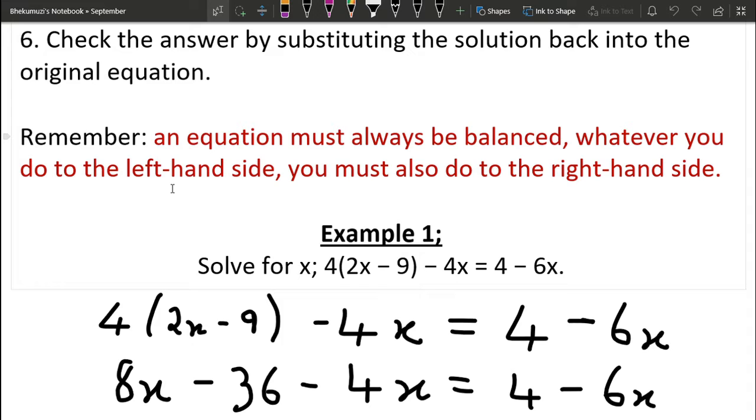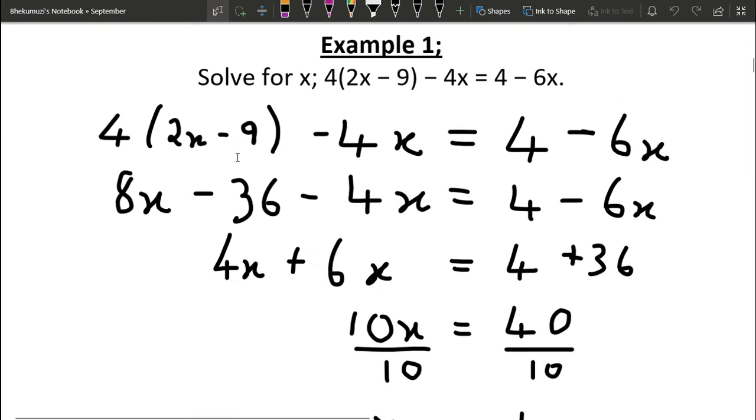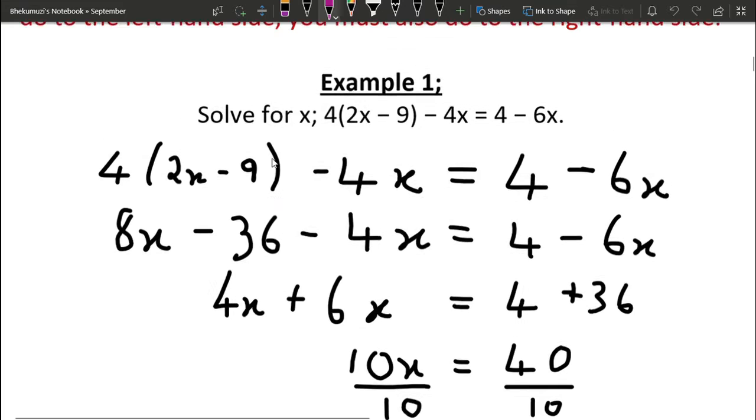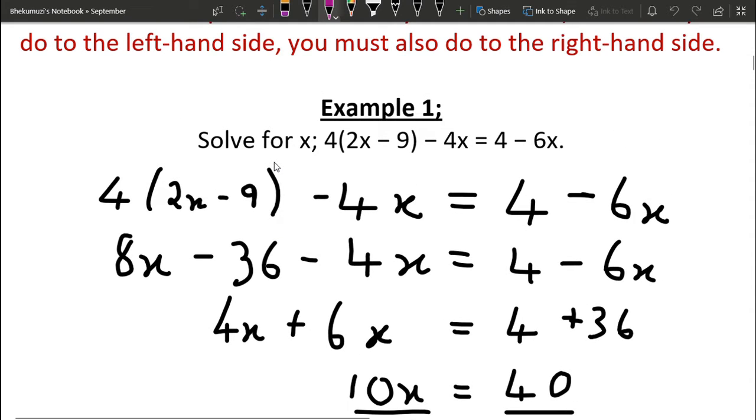Now, here's the first example. As you can see, we have solve for x, where it says 4 multiplied into the bracket 2x minus 9, and outside of the bracket minus 4x is equal to 4 minus 6x. When you solve this, you use your algebraic rules, like simplification, where you take 4 and multiply it inside. Why? Because it's distribution, or also known as the FOIL method, and you find your answer.